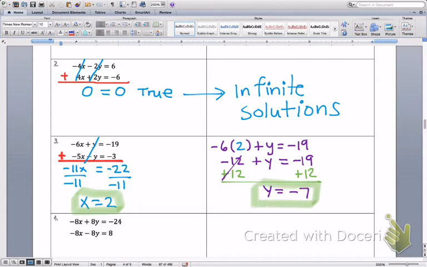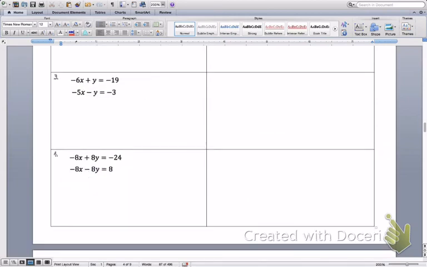So we have our x value and we have our y value. So my final answer here is that these two lines intersect at the point 2, negative 7. All right, let's get our last example done. So we're going to go ahead and add the two equations in order to eliminate. So that's our goal. So negative 8x and negative 8x do not eliminate, but negative 8y and positive 8y do eliminate. So we're going to end up with negative 16x. The 8y's and the negative 8y cancel.